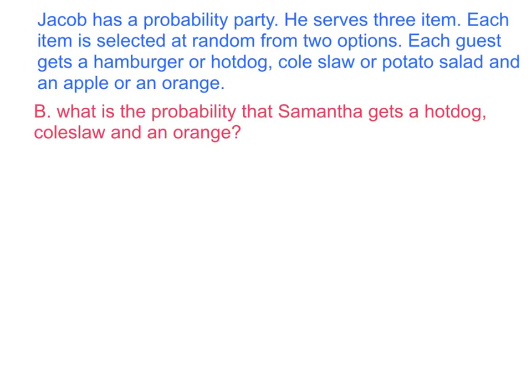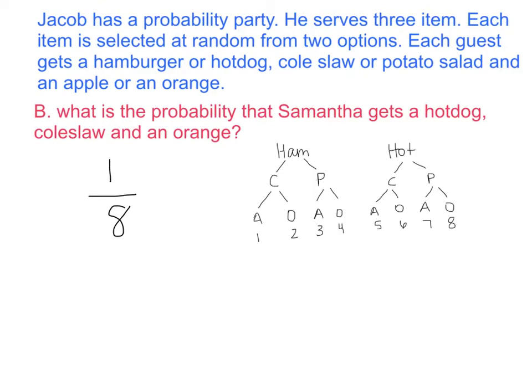If we look back, it says, what is the probability that Samantha gets a hot dog, coleslaw, and an orange? We have 8 options, and there is only a 1 out of 8 chance. And we can see that chance. Here's our diagram we just drew. She wants a hot dog, so let's follow the hot dog to coleslaw to an orange. And here is the only option. It's option number 6. So it's 1 out of 8. There's only 1 chance.